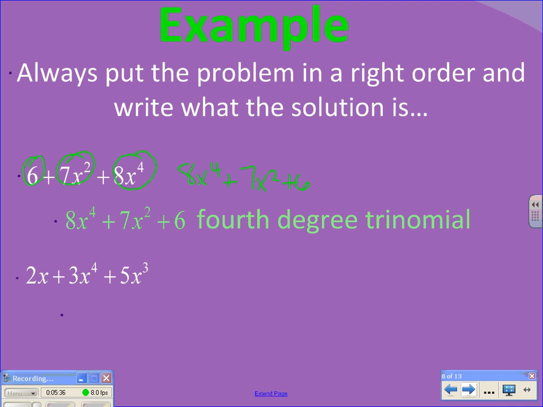Now let's try to get the greatest variable first, which would be 3x to the exponent of 4. And then the second one, and then the last one, which would be 2x. The 4th-degree trinomial.